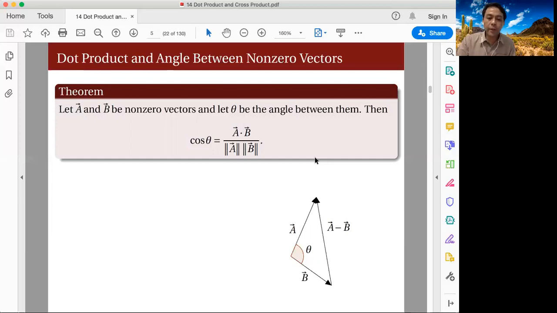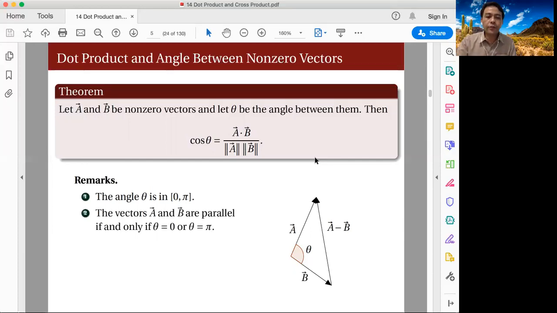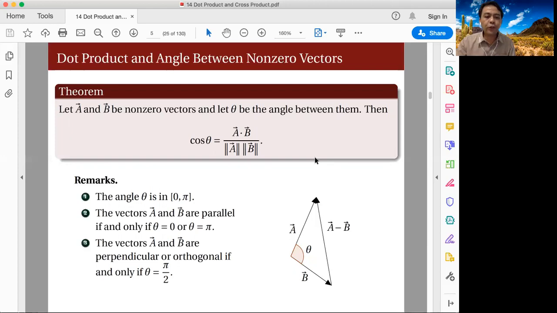Okay, so in our diagram here, we take note that the angle theta is the angle between A and B. And this angle is from 0 to pi. And the vectors A and B are parallel if and only if theta is 0. So in that case, your two vectors point in the same direction. Or if theta is pi, in that case, they point in opposite directions. The vectors A and B are perpendicular or orthogonal if and only if the angle between them is 90 degrees or pi over 2.